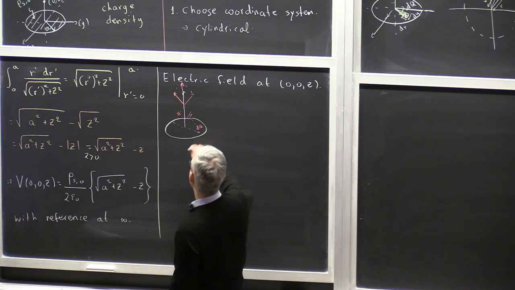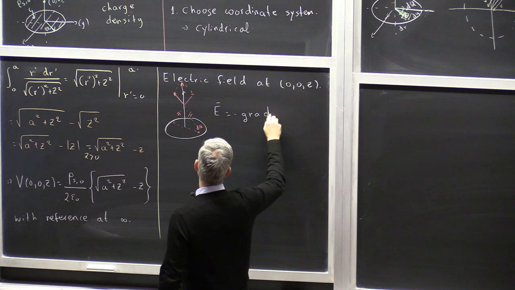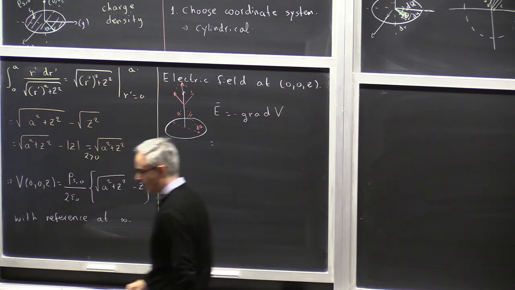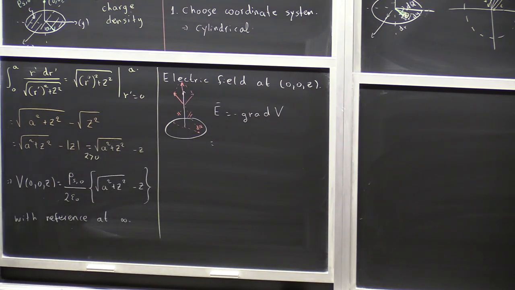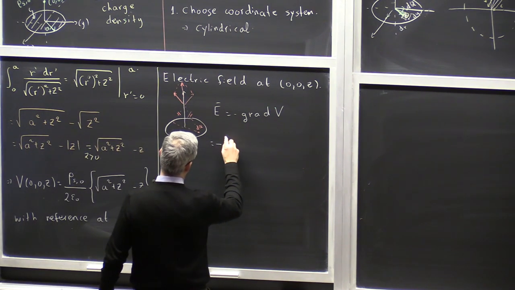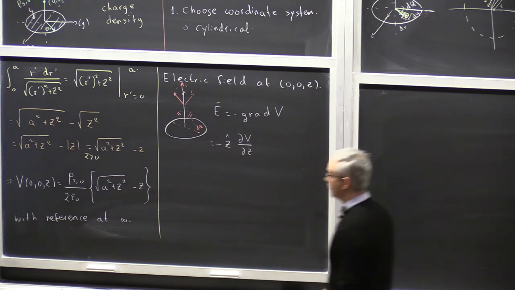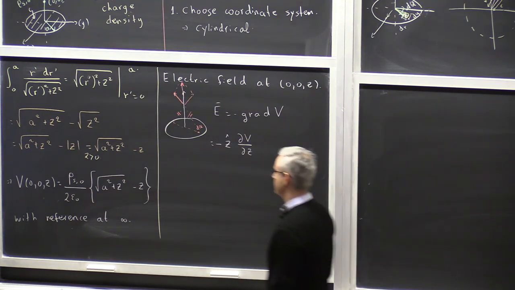So the electric field is minus the gradient of the potential. Here we have a potential that only depends on the z variable. So the gradient actually breaks down to the derivative of the potential with respect to z.